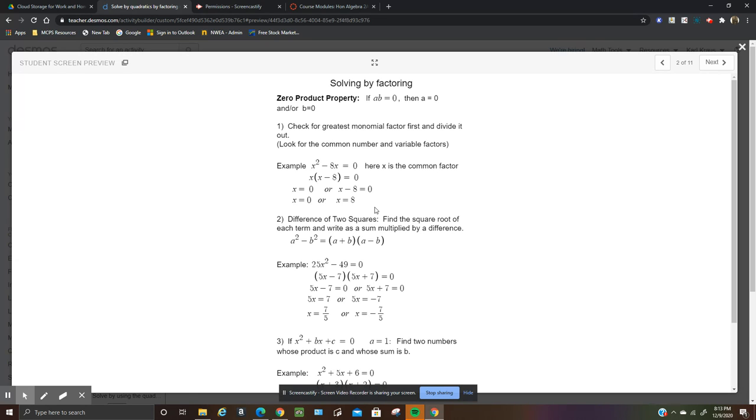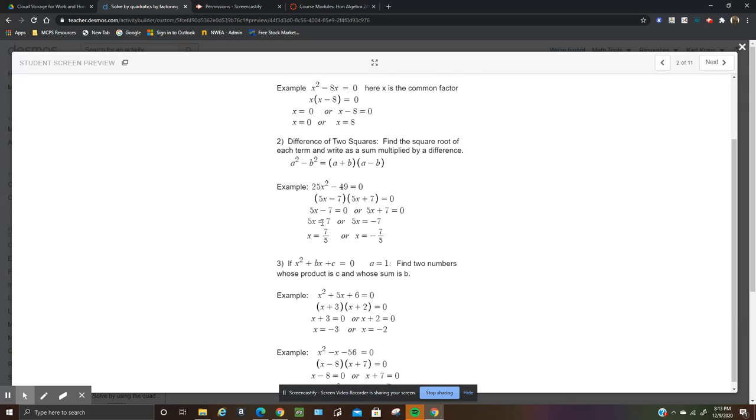The next special case you're going to look for is the difference of two squares. So you find the square root of each term. The square root of a squared is a, the square root of b squared is b, and then you put a plus and a minus in between those two terms. So if I have 25x squared minus 49 equals 0, then the square root of 25x squared is 5x, and the square root of 49 is 7. And then I put a plus and minus in between there.